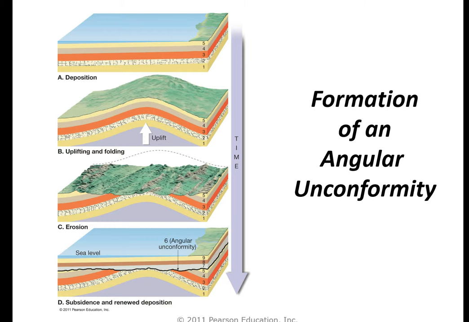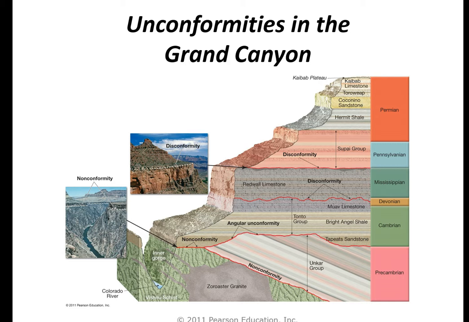So here we have the formation of an angular unconformity. This is where we have some uplifting and folding of the rocks going on. The rocks get eroded on the surface, maybe due to wind or water or soil erosion. And so then we see this angular unconformity that we see in the picture. We see this a lot in the Grand Canyon. You can see here in the pictures. This is also in your book. Could be a change of 50 million years of geological time here or more.